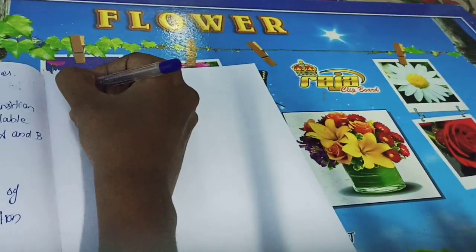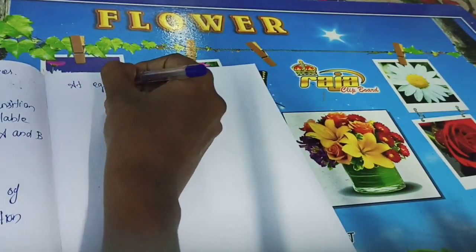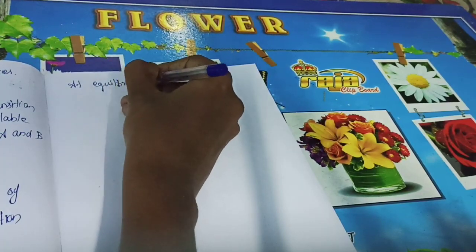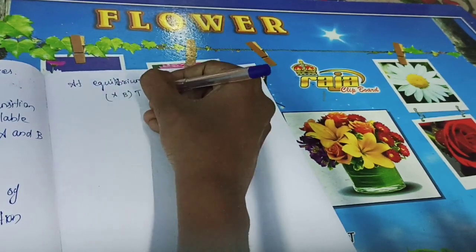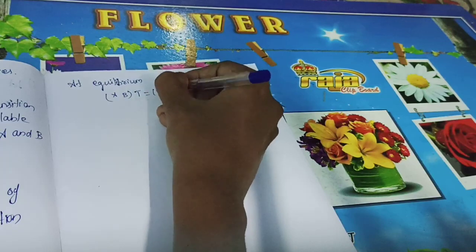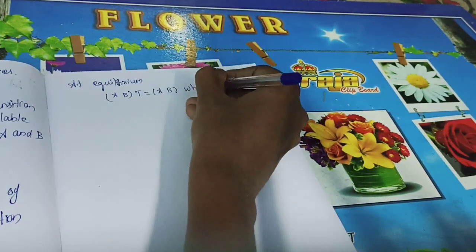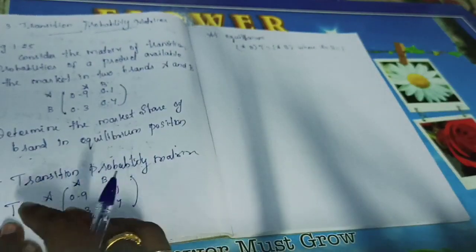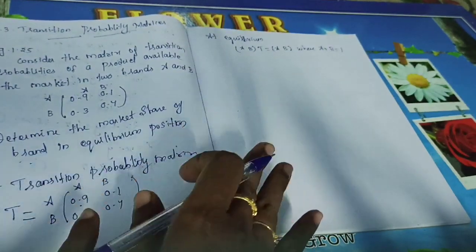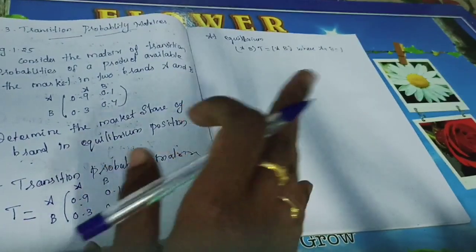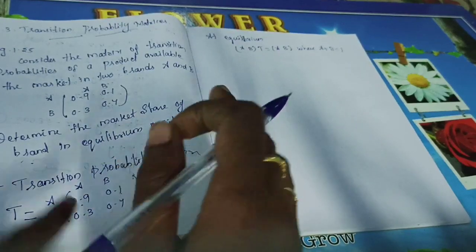Okay. So here it's only one small formula. They asked for the brands in equilibrium position. So at equilibrium you need to find. Understand? At equilibrium. So here it is very important. At equilibrium, what's the condition? That's a small formula: [A B] into the transition probability matrix is equal to [A B], where A plus B is equal to 1. The meaning is, if we add this A plus B, you need to get 1. That is at equilibrium. This is the small formula we are using here. That is, [A B] into T is equal to [A B], where A plus B is equal to 1.